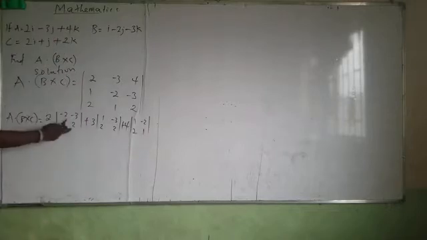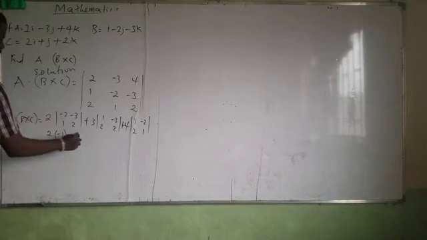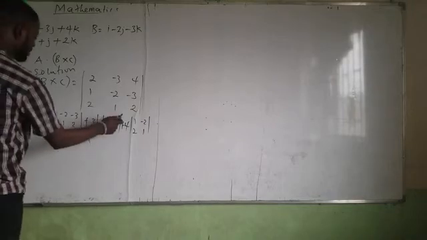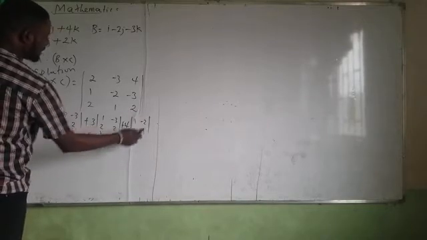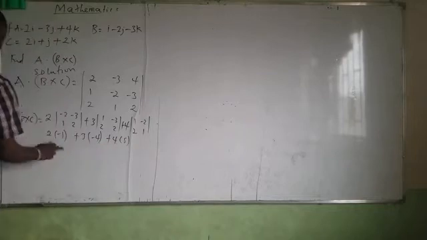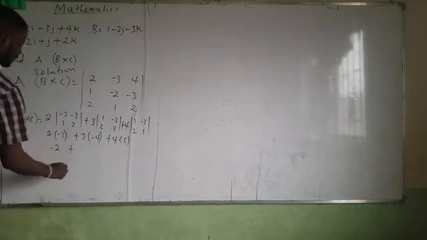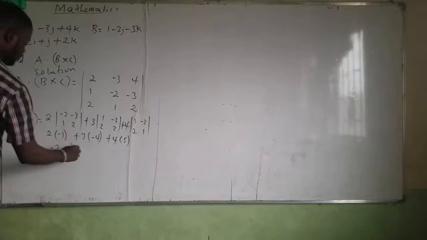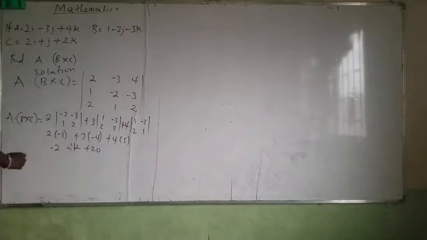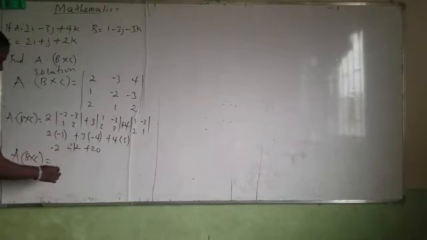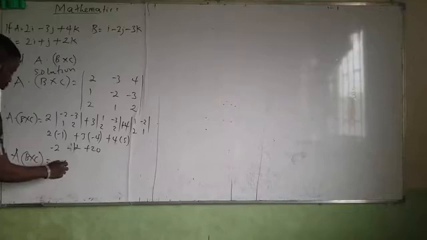Now I'll be having minus 4 plus 2 times (1 minus 4), that will be minus 1, plus 3 times (this is 2 and 6), which is going to be minus and plus 4. This one will be 1 plus 4, that will be 5. Now I'll be having minus 2 minus 12 and plus 20, which is going to be 13, 14. My answer will be equal to 6.